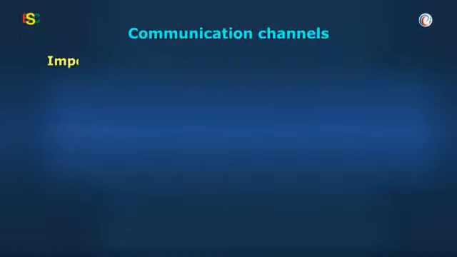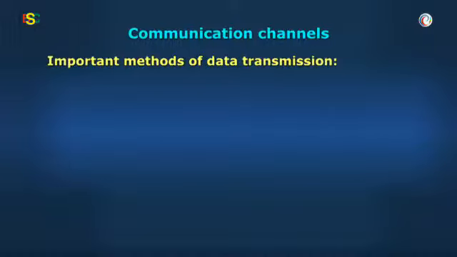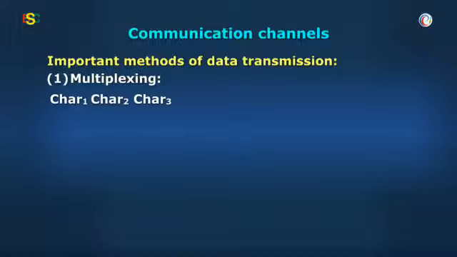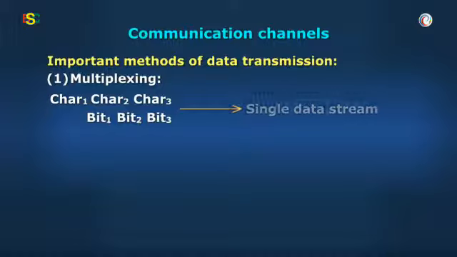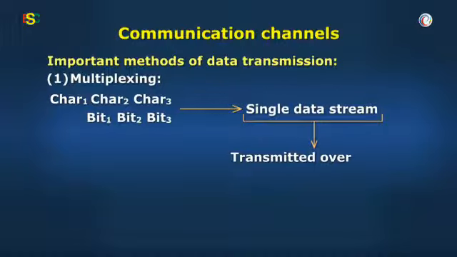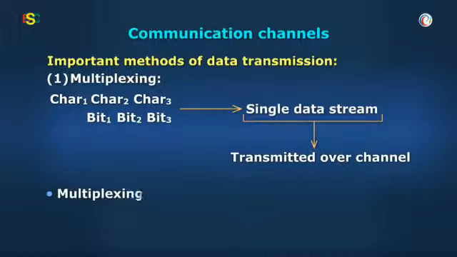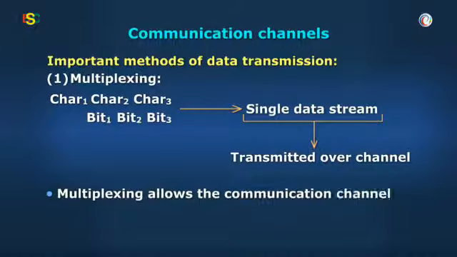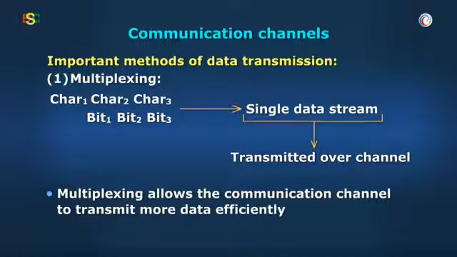There are also various methods of regulating the transmission of data over these communication channels. Some of the most important are multiplexing. In multiplexing, the characters and the bits from various devices are combined into a single data stream that can be transmitted over the communication channel. Multiplexing allows the communication channel to transmit more data efficiently than a single device can.